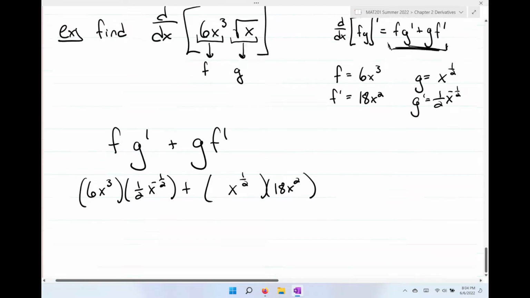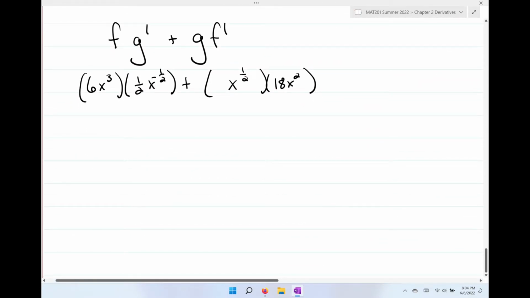Now, what we really have to be careful about is how they want us to write our answers. Normally, they like positive exponents, things that are simplified. So, for example, the first half of this is going to turn out to be 3 x to the third over the square root of x plus 18 x squared square root of x again.